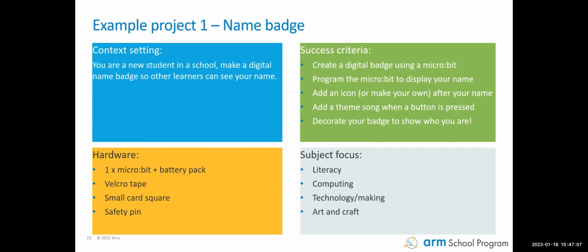So that's just the first bit, the art and craft and the making element of it. The next bit is to program the Microbit to display your name. And this is relatively straightforward, and we'll look at an example of that shortly. But that is just getting them to think about how do you get their name to appear on the LEDs. And it's very simple, and it's very accessible. And most students will be able to work this out without your intervention whatsoever.